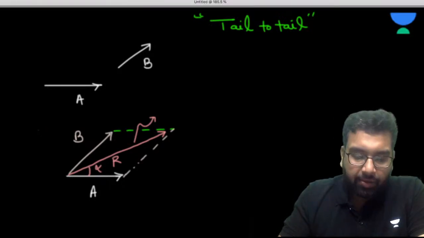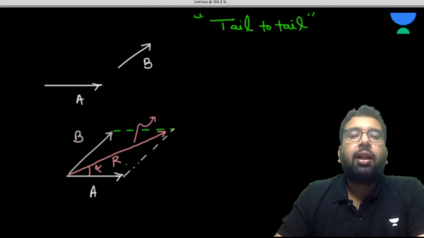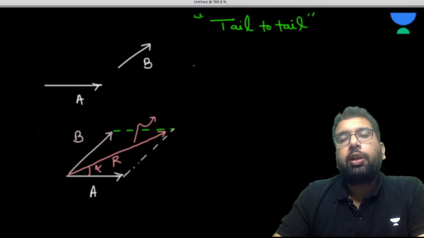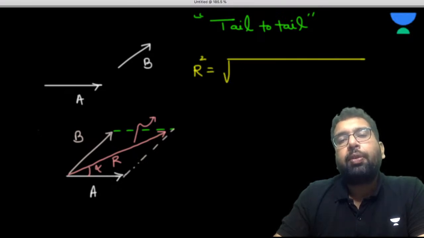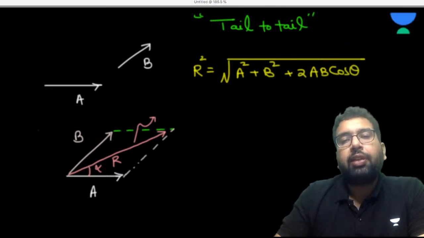If you want to see the derivation, you can see the session on vector addition on the channel. So see what is going to be the resultant. The resultant squared, if you derive it, is going to be a square plus b square plus 2ab cos theta. So this will give you the magnitude.